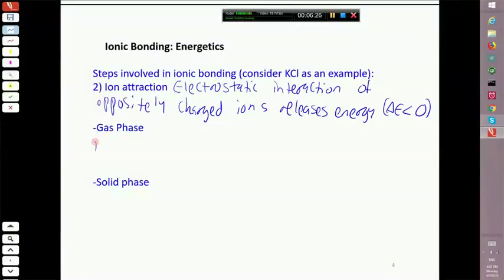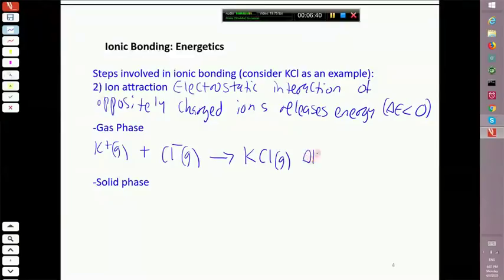So if we do this in the gas phase, K+ plus Cl-, and then two of these come together to form an ionic bond, a gas phase KCl. This delta H is hard to measure because ionic compounds don't typically exist in the gas phase, but it's around minus 500 kilojoules. So even forming one interaction between a positive and negative ion releases a lot of energy. So it's a very energetically stabilizing process when you form these interactions between negatively and positively charged ions.